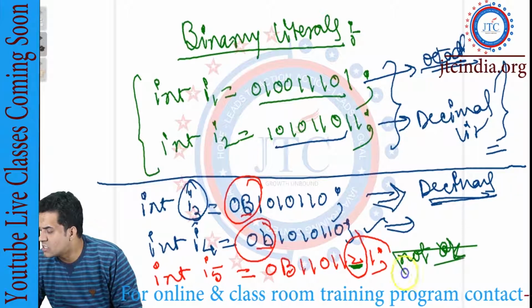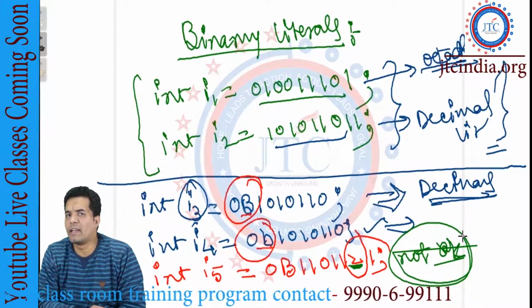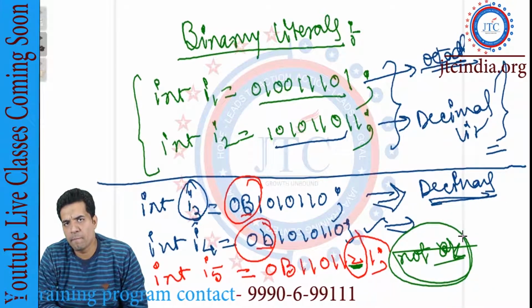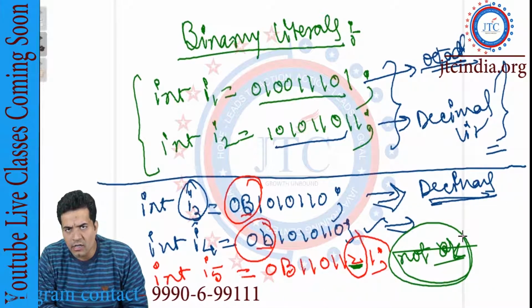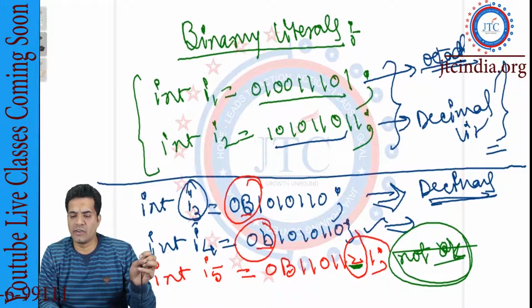So this is introduced from JDK 1.7, the binary literal in the case of Java, right? So the binary literal concept was introduced in JDK 1.7.